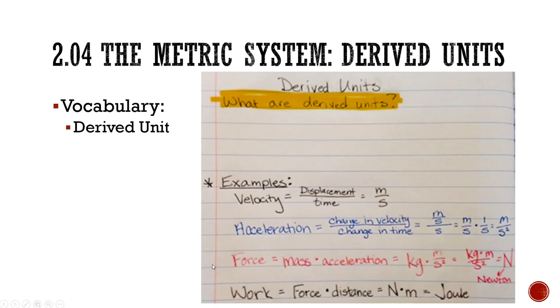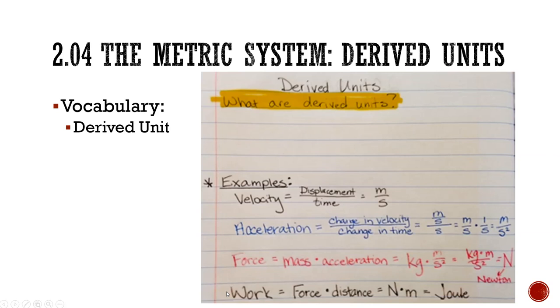Next we have force, and force is what we'll use a lot, but the unit for a force is a Newton, just like Sir Isaac, and it's calculated by the mass times the acceleration. So the unit for a Newton is actually derived by kilograms times meters per second squared.